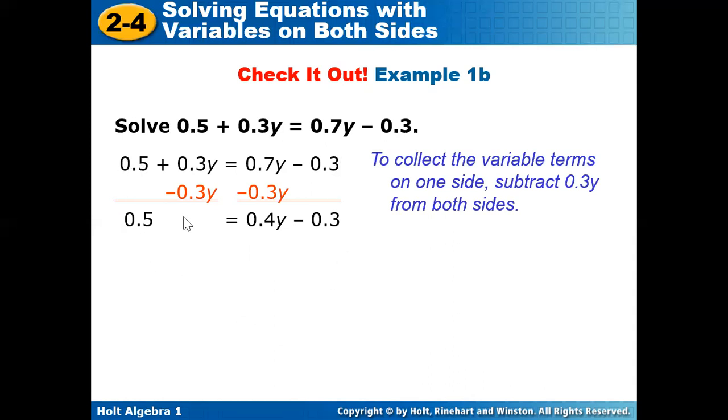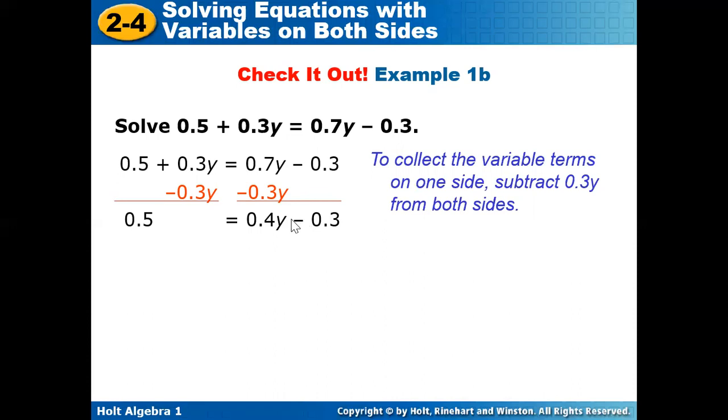So we get 0.5. This cancels out. Equals 0.4, because 0.7 minus 0.3 is equal to 0.4. And so once again, now it's just another two-step equation. So this was a multi-step equation, but now that we've got our variable terms collected, we can now just solve it like a regular equation, right? So we have 0.4y minus 0.3 equals 0.5.